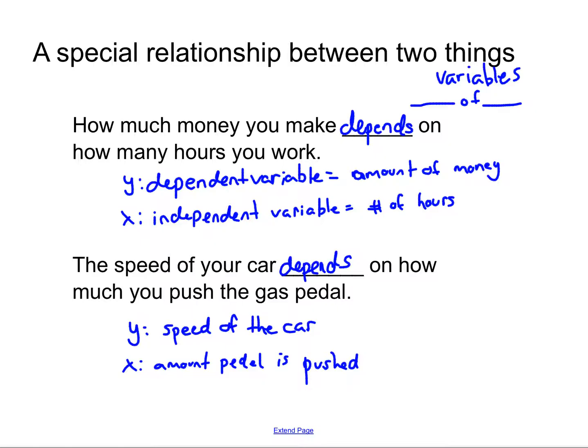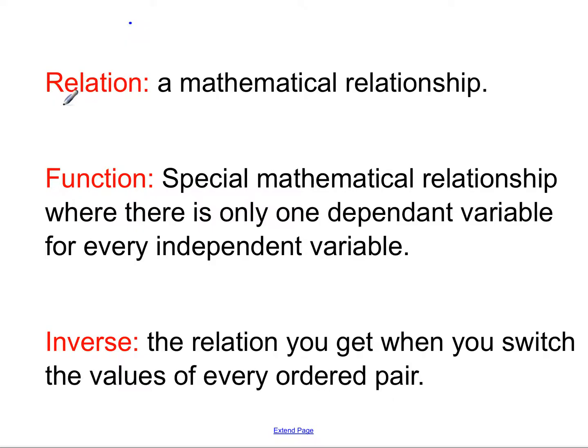So a relation in math, a relation is the word we use for any mathematical relationship. So how many centimeters you push down on the gas versus the speed of your car, those things have a relationship. A function is a special mathematical relationship, so a special kind of relation where there is only one dependent variable for every independent variable. So what does that mean? It means for any given value of x, there is only one value of y that goes along with it.